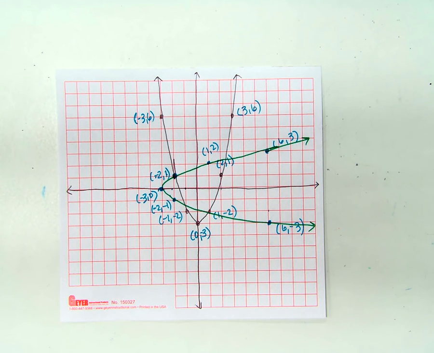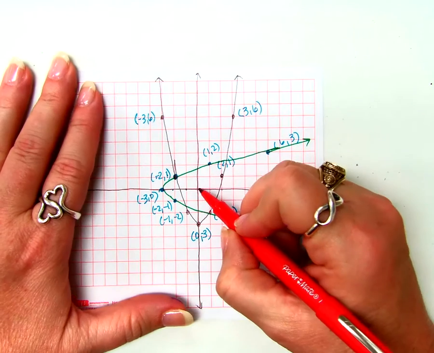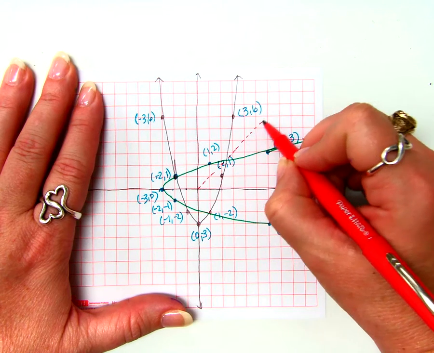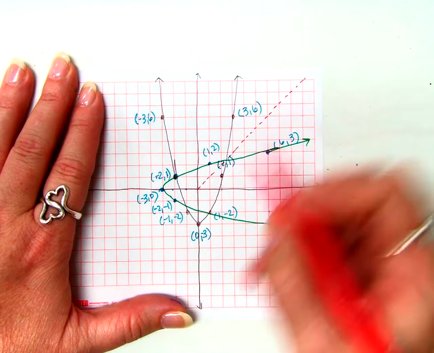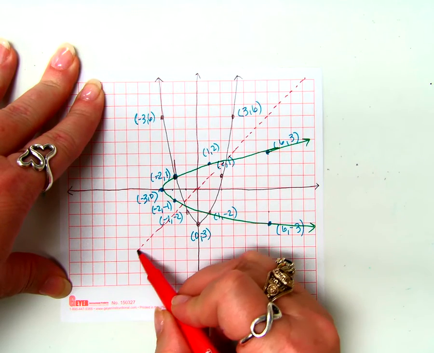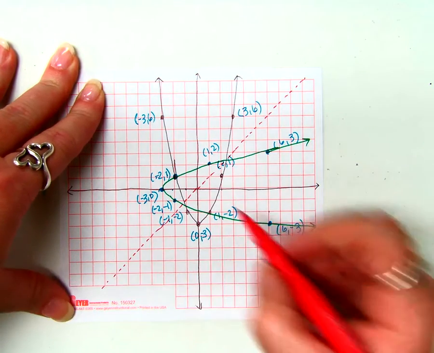Now, that doesn't mean there's something wrong with it or it's weird or anything like that. It just means it doesn't happen to be a function. What I do want you to notice is this line right here. Can you tell me the equation of this line that I'm drawing in here as a dotted line? What's the equation of that line?